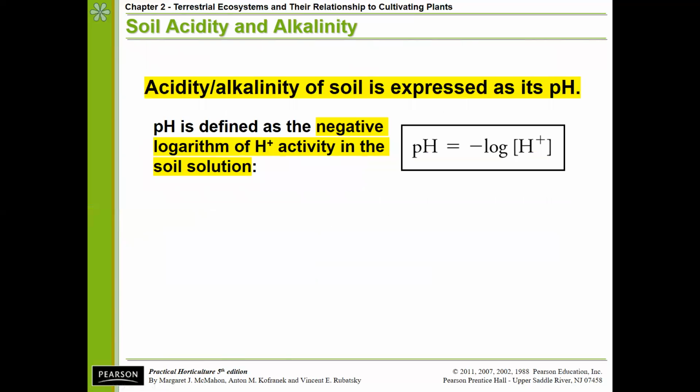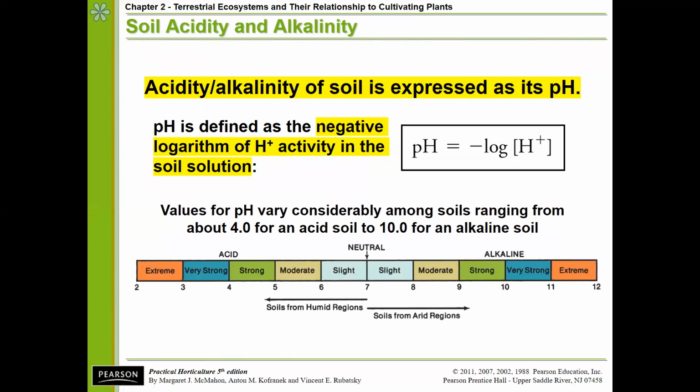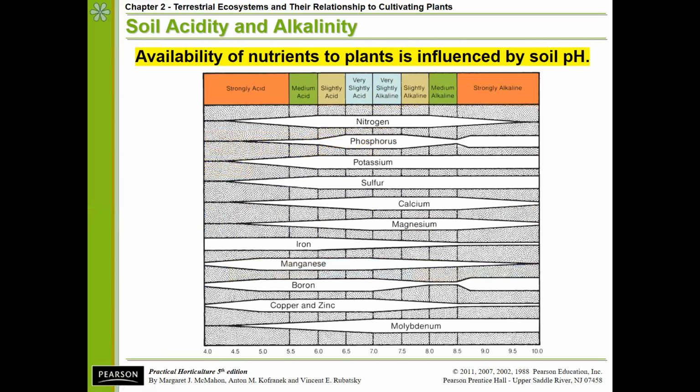Finally, I'm looking at pH, the negative logarithm of hydrogen activity in the soil solution. Know what pH is, and also look at that pH scale there, that it goes from 0 to 12, with 7 being neutral or a sweet soil, and that the availability of nutrients is influenced by soil pH.